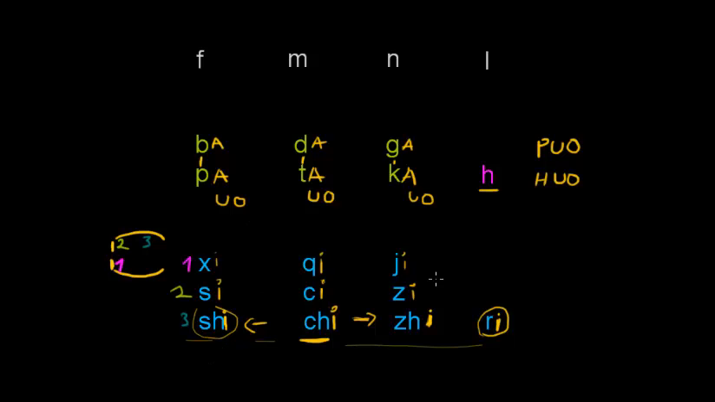All right. So to recap everything, let me just pronounce every syllable that is on the screen one more time. So you go in the first tone: fa, ma, na, la, pa, ta, ka, ho, xi, qi, ji, si, ci, zi, shi, chi, zhi. All right.